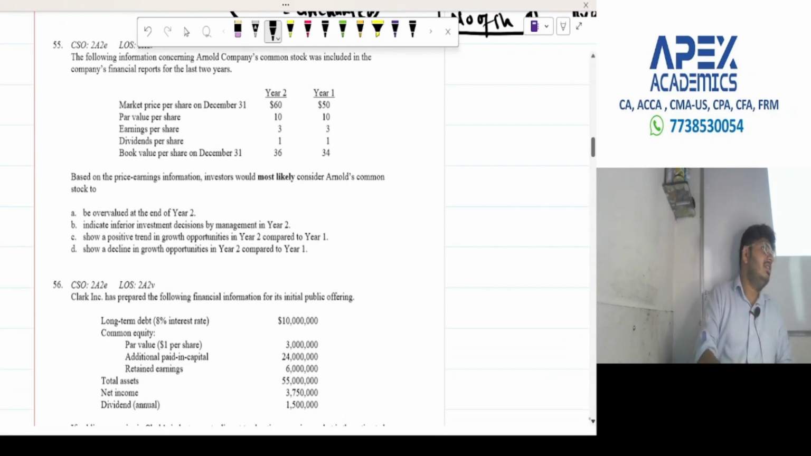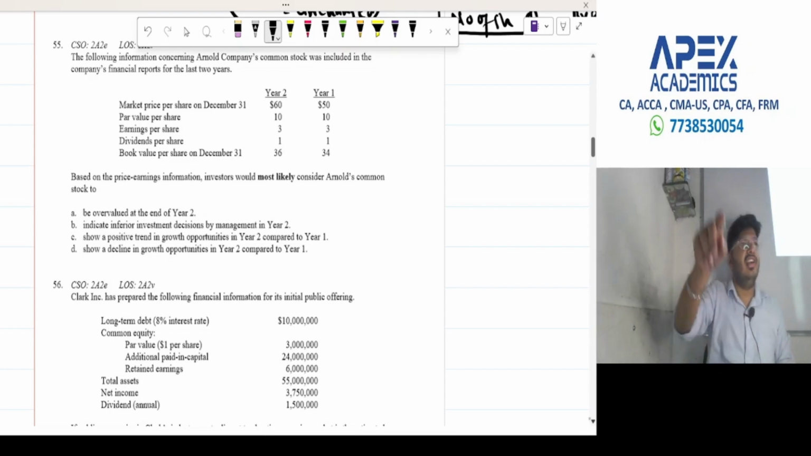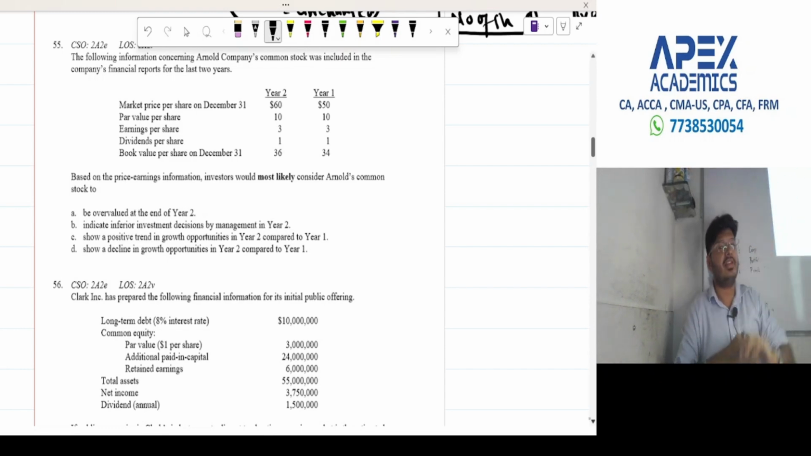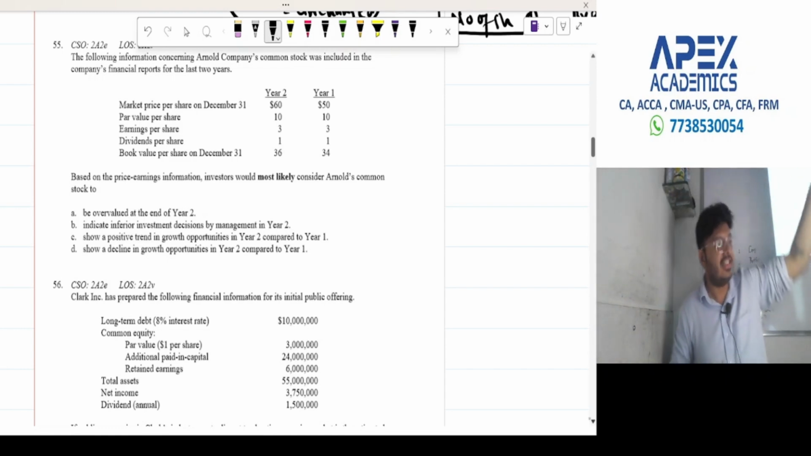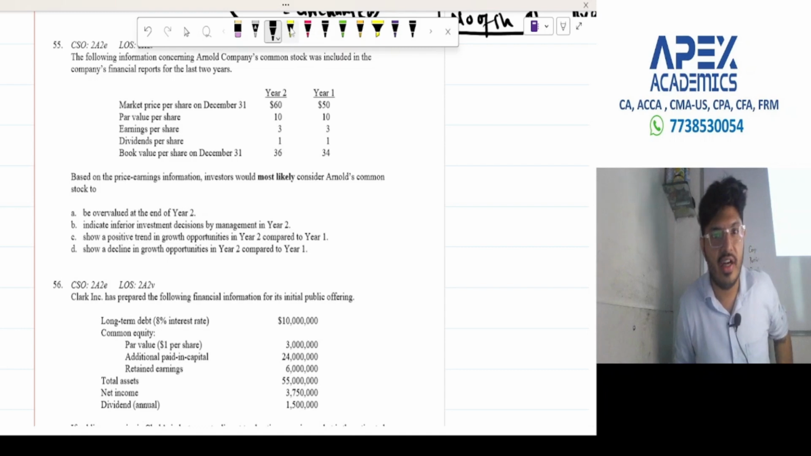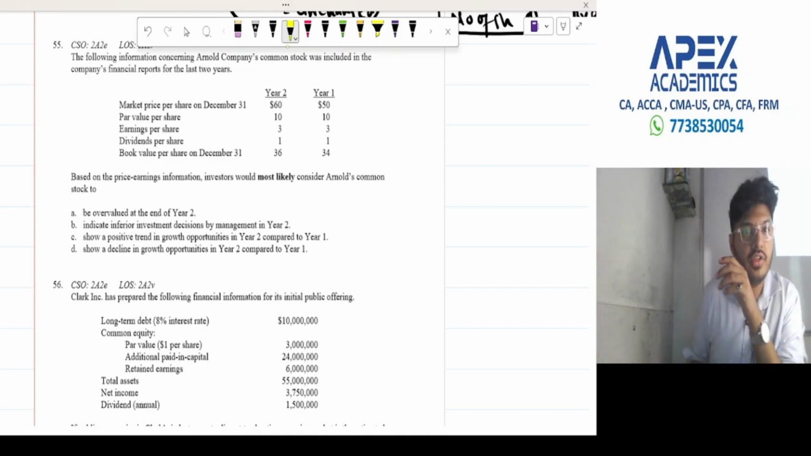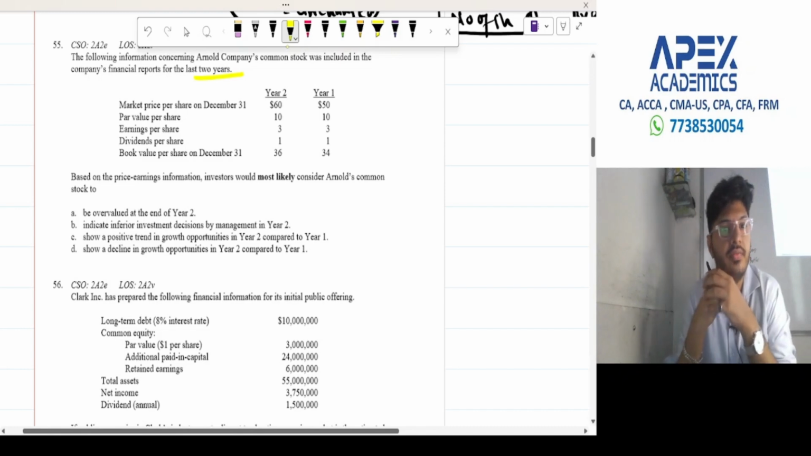So, very good question. And you already have learned this as a concept when you did EPS. Look at the question and let's identify it together. Please focus. The following information is concerning Arnold Company's common stock, which was included in the company's financial reports for the last 2 years. The market price per share is given as 60 and 50.